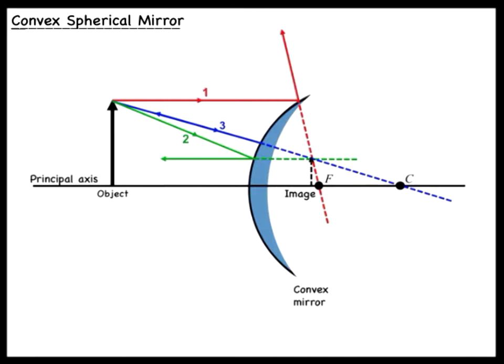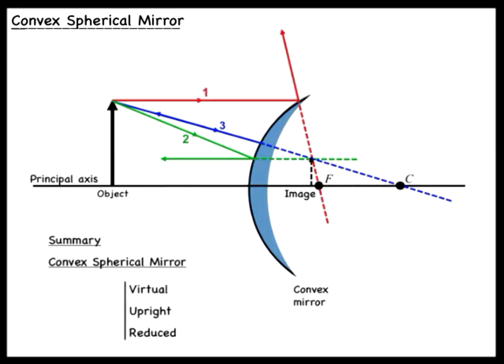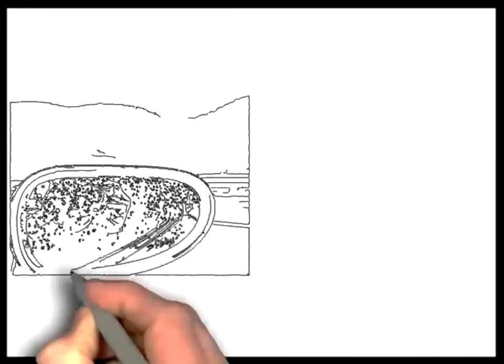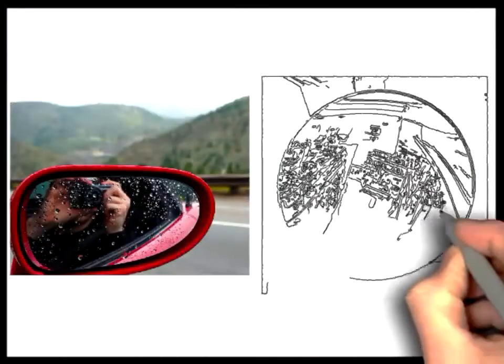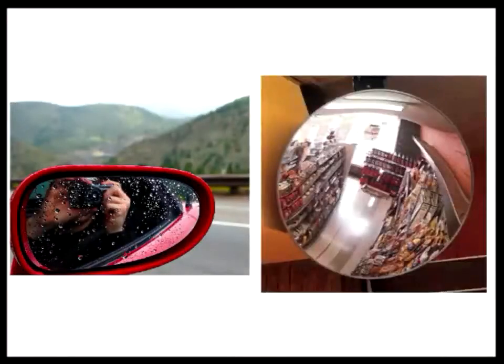To summarize the image properties of a convex spherical mirror, we only have one case to consider, and we find that the image is virtual, upright, and reduced. There are many common applications for convex spherical mirrors. They are used in stores to monitor patrons, and also as mirrors on the passenger side of automobiles. In both cases, the application takes advantage of a wider field of view compared to that of other mirrors.